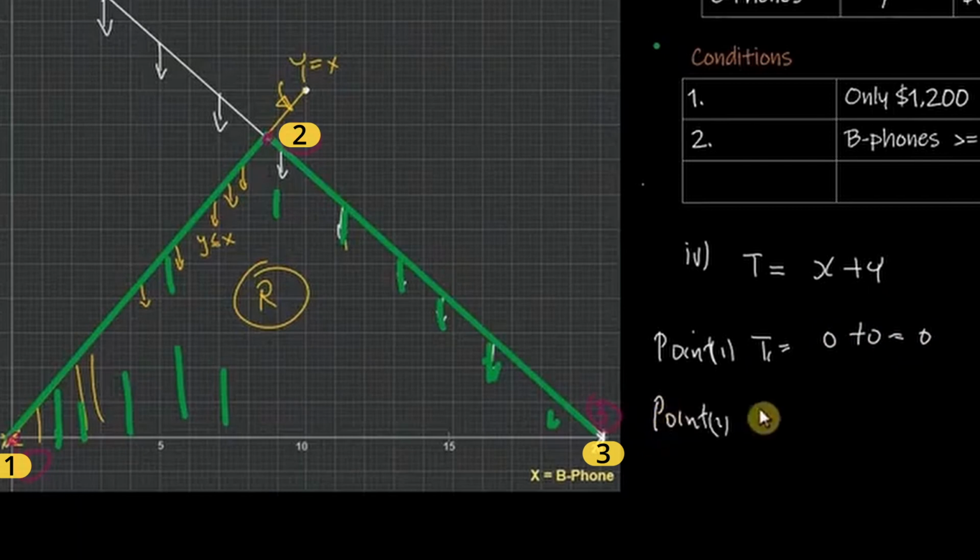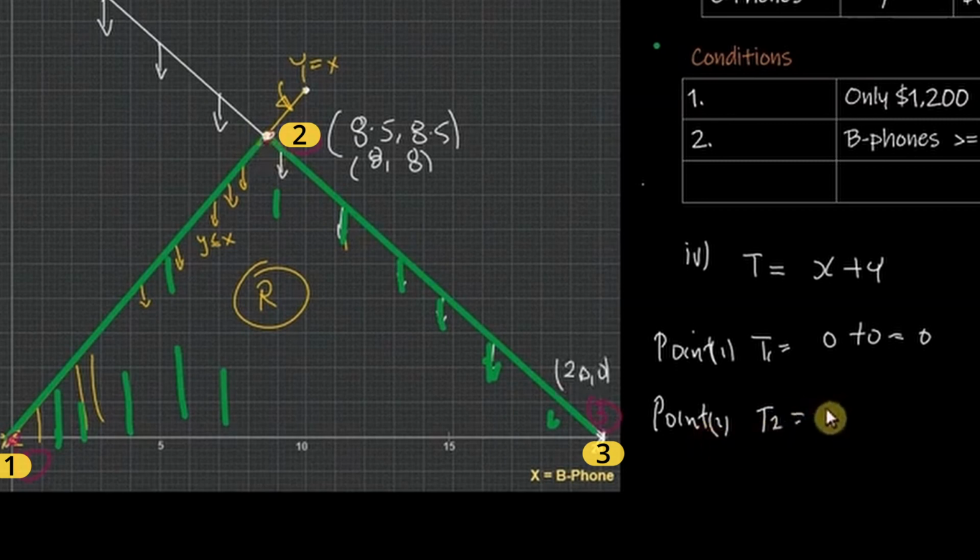At point 2, we'll call this t2. At t2, the coordinates are 8.5b phones and 8.5c phones. A little impractical since we will not be able to purchase half of a phone, so we will take the next lower number. We will take 8b phones and 8c phones, which is represented by this point. So for point 2, that would be 8b phones and 8c phones, a total of 16 phones.